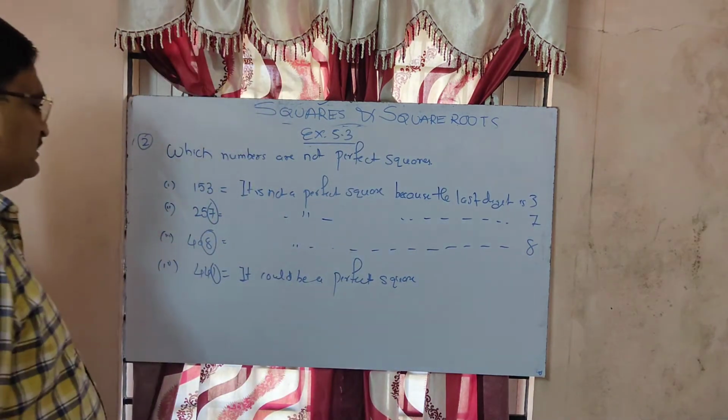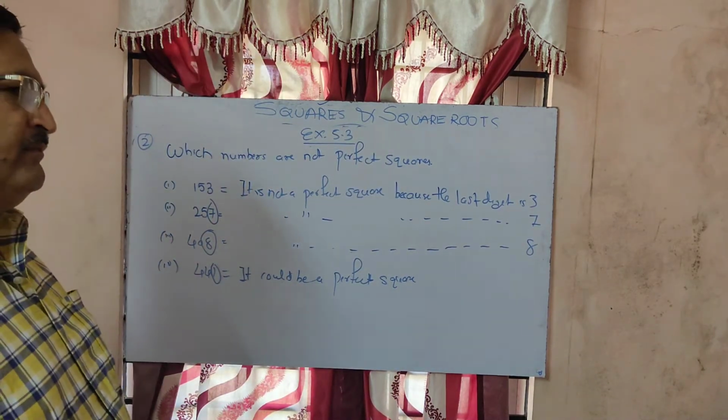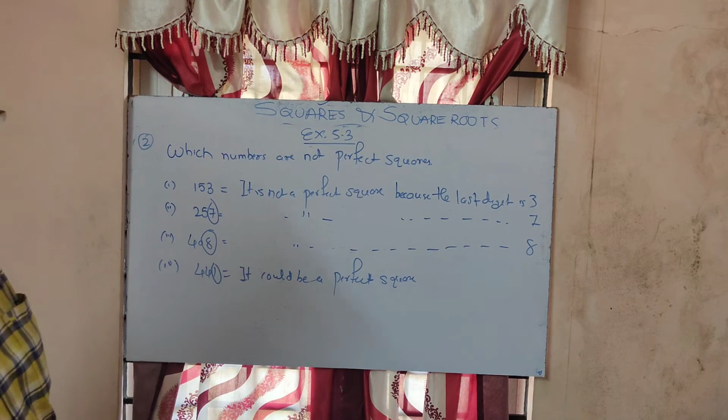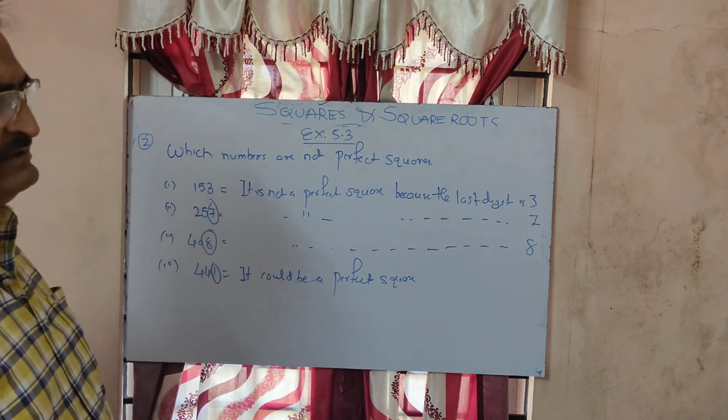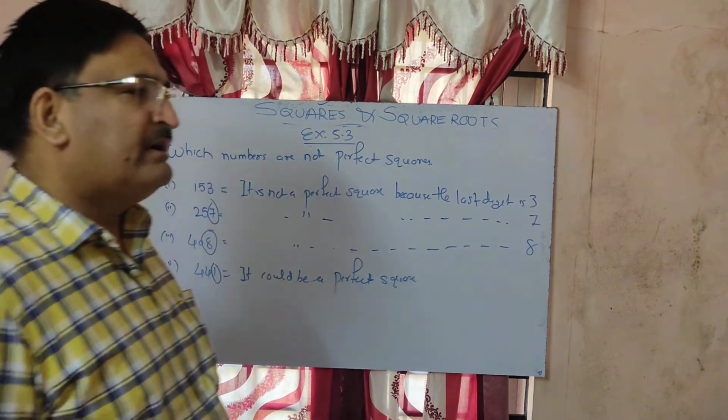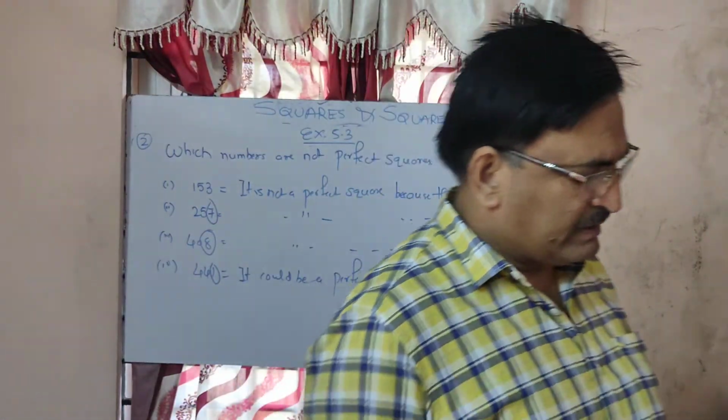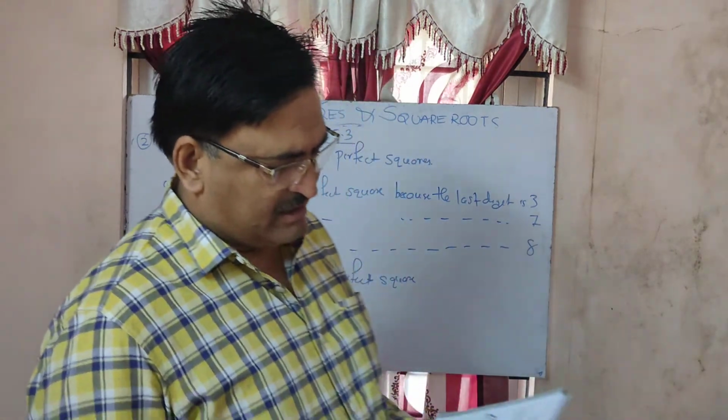Can anybody tell me what is the square root of this number? Or can you say square of which number it is? It is 21. 21 into 21 is 441. Okay.